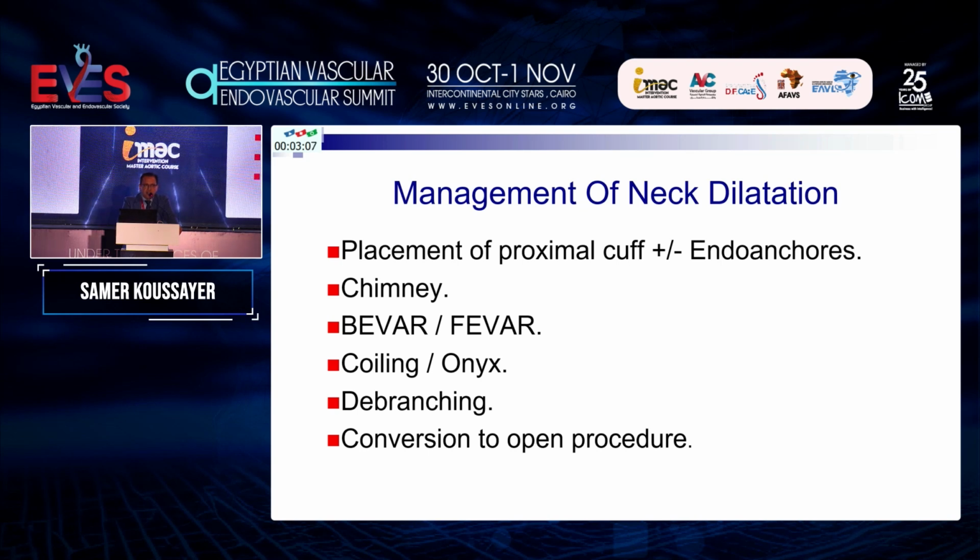So how do we manage neck dilatation? You can have different options. If the device moves down because of dilatation, you can just put a cuff with endo anchors. You can do a chimney EVAR, FEVAR. You can put some coil or Onyx. You can do debranching, or at the end, you can convert to open repair.